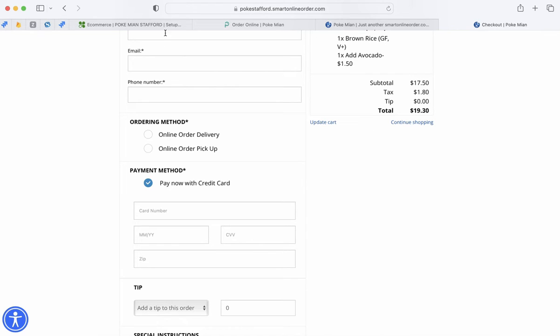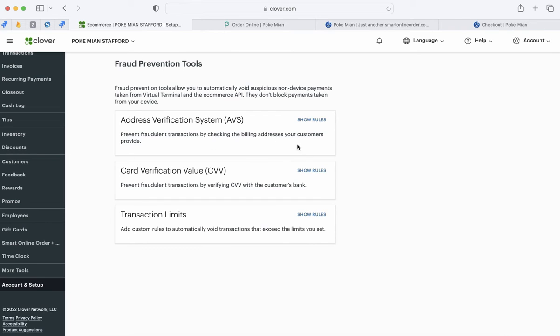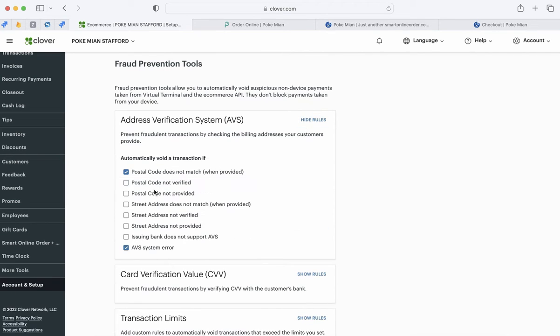But we're going to add some additional criteria here, okay? So we're going to ask for the postal code. If the postal code does not match, decline the card. If these things are not provided, it won't work. We're also going to make sure the street address matches the credit card number too. Yeah, we'll make sure the street address is provided.